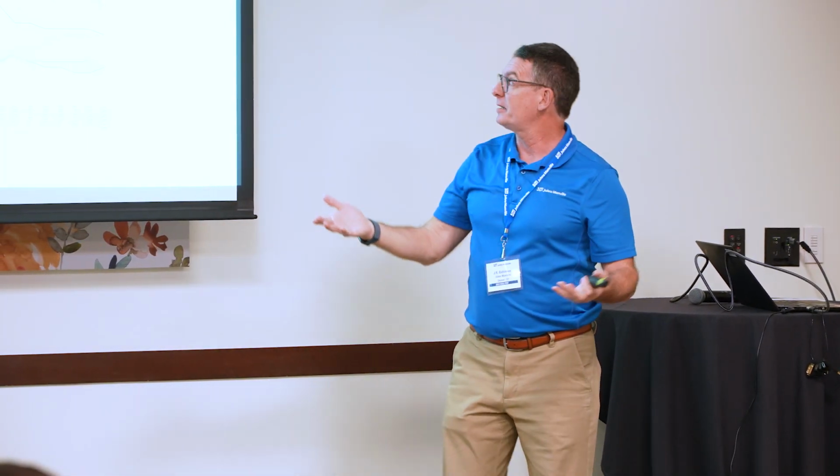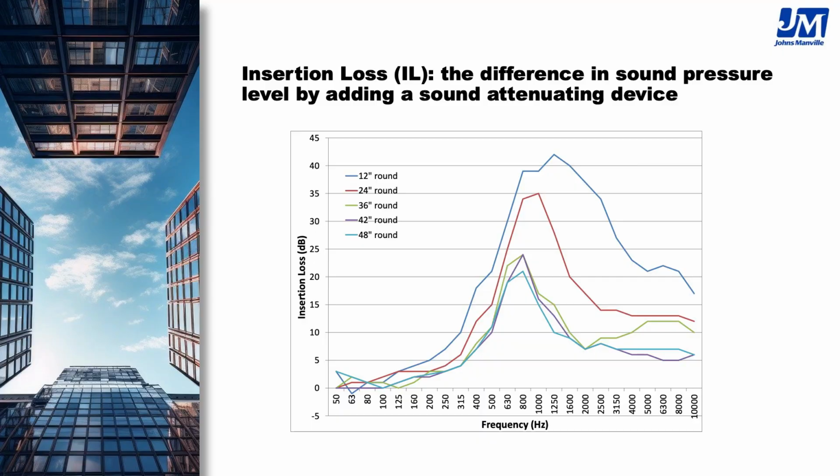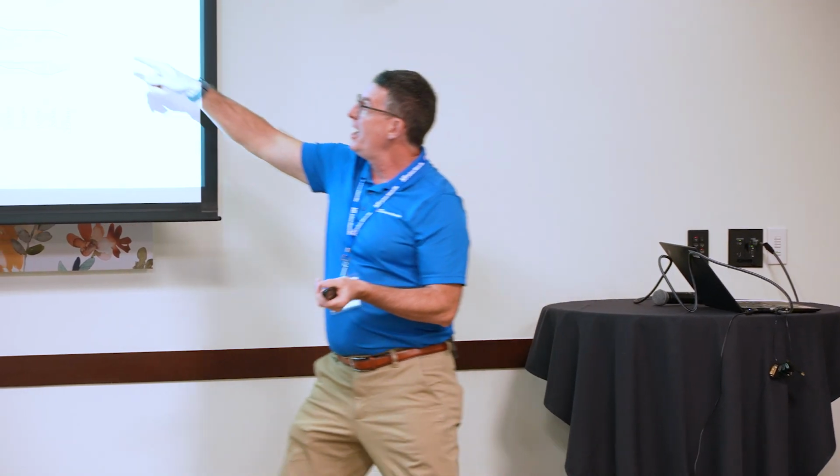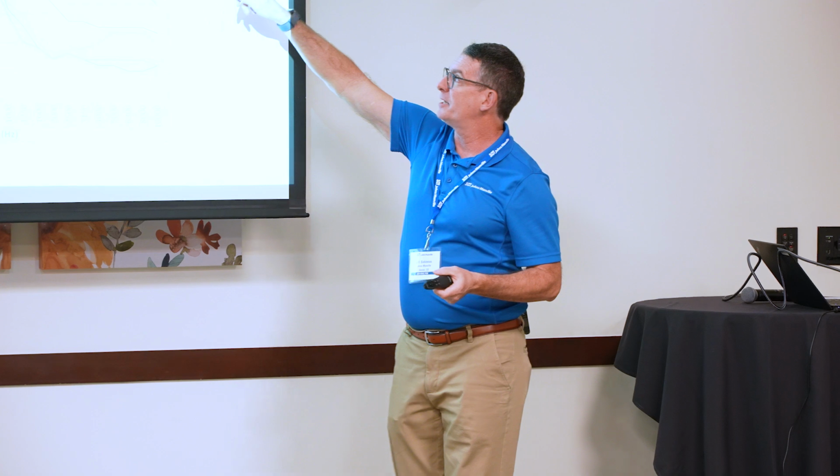But that depends not only on the material, but on the duct. So this graph shows the exact same, and I think this is just 1 inch thick fiberglass duct liner. Same product. The only thing that's different is the size of the ductwork. This really big number, there's 12 inch round, 24, 36, 42, 48 round. As the duct gets bigger, more of that sound is going to be able to go down the ductwork. It's not interacting with the insulation as much.